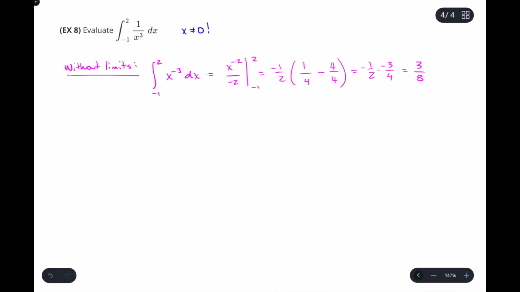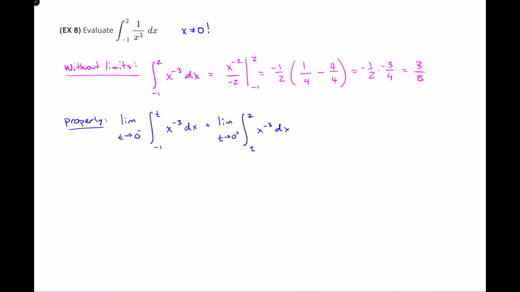Okay. Now, this is correct. All right, so the previous method was incorrect. We integrated over an infinite value, which you cannot do. So here's what we would need to do. We would need to write this as the limit as t goes to 0, going from the left-hand side, I suppose. So from negative 1 up to 0, effectively, of this function, plus the limit as t goes to 0 from the right, so going from t to 2 of x to the negative third dx.